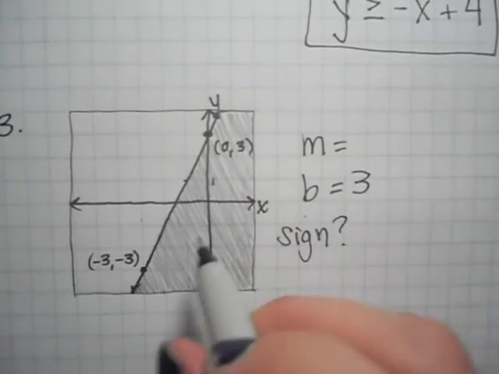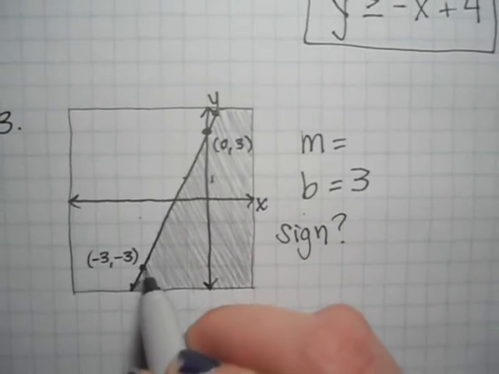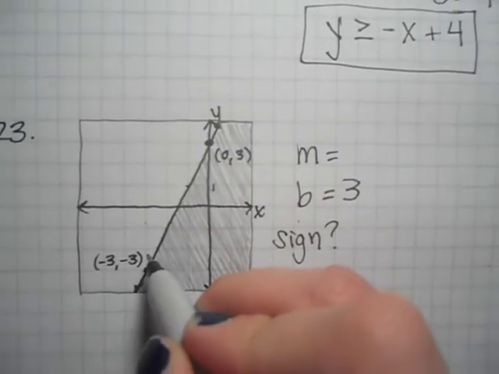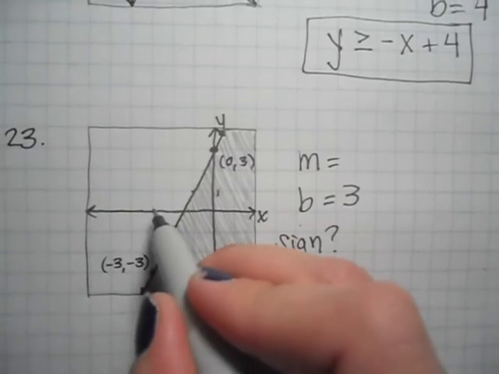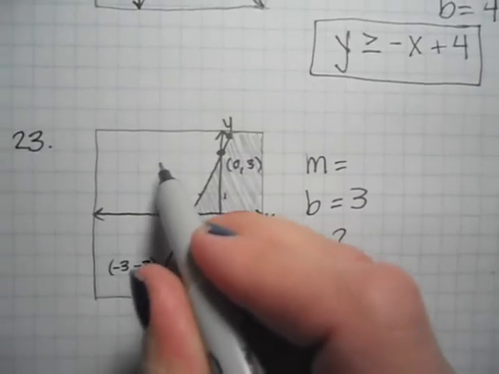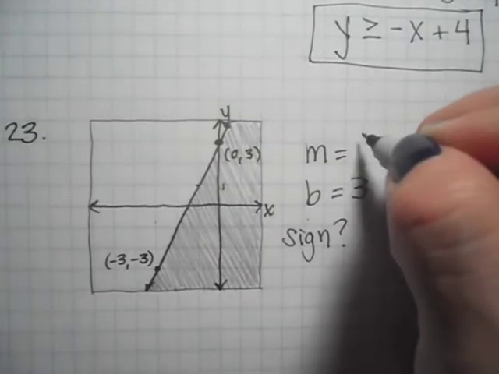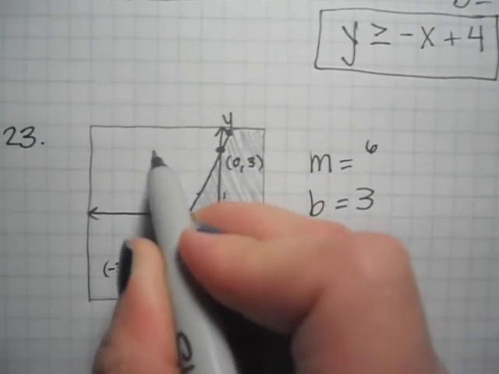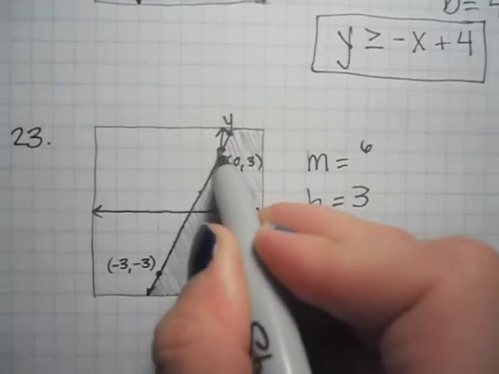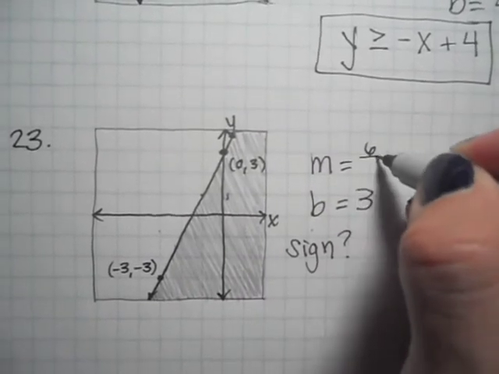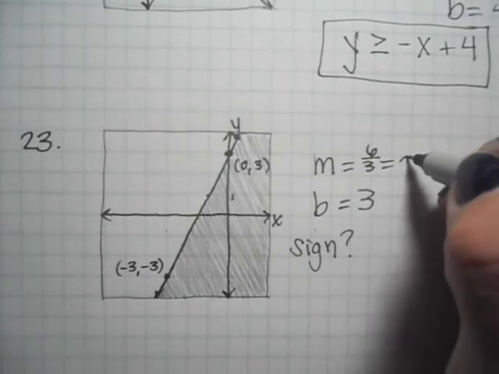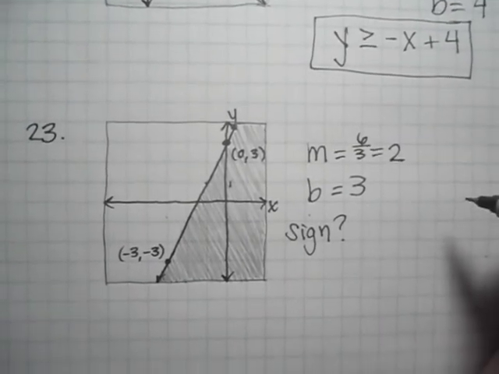Now let's find the slope. We go up from this point to that point. We would rise over run. So we rise 1, 2, 3, 4, 5, 6. Now we're here. Run 1, 2, 3. 6 over 3. We can simplify that as 2.